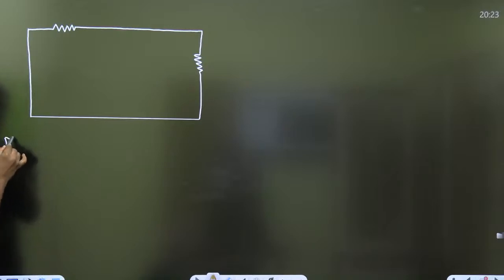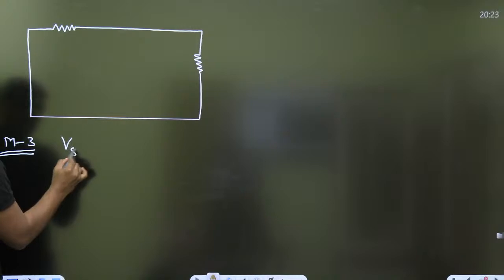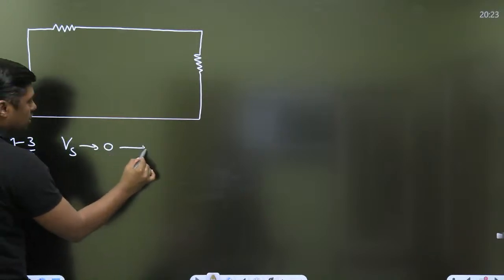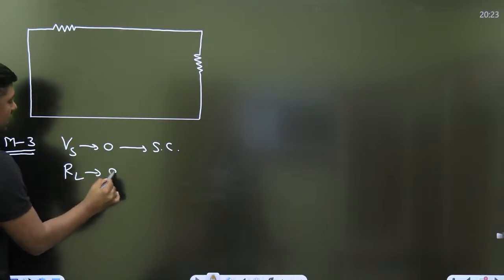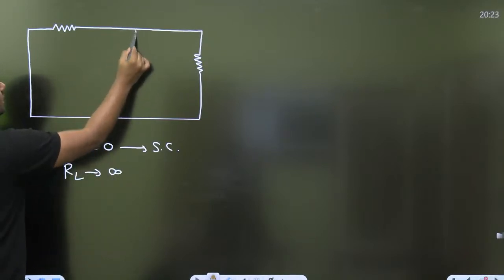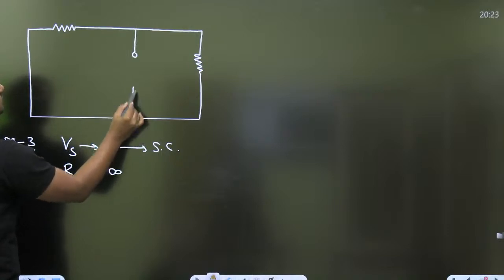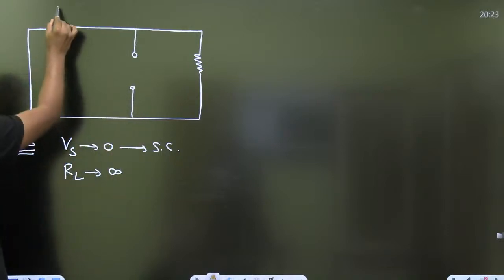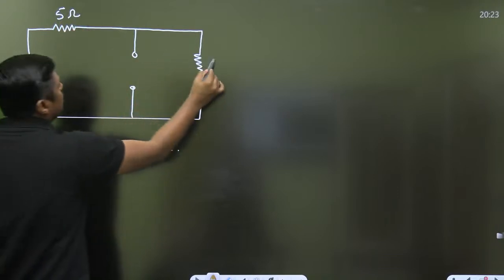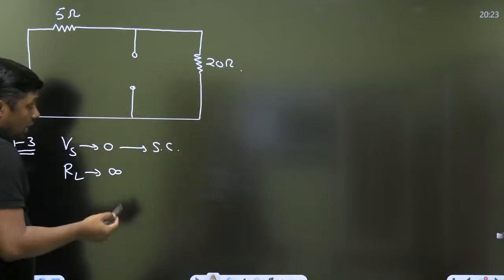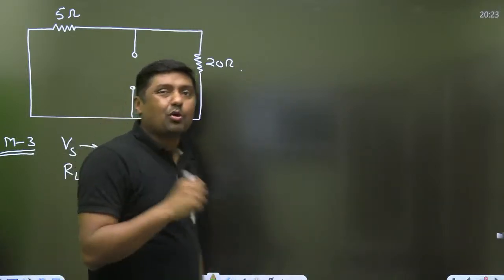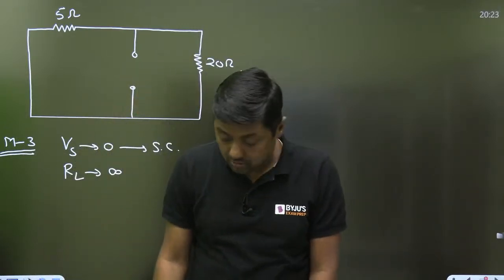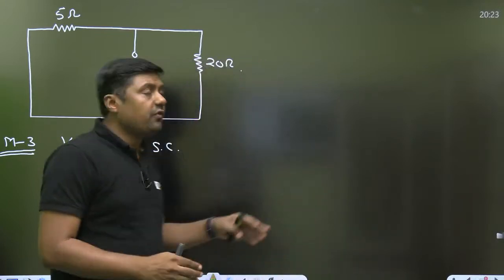According to third method, everyone please remember this, you have to make all the active sources tend to 0. Voltage source will act as short circuit. Remove the RL, make the RL infinite. So already there is no RL. This is the 5 ohm resistor. This is the 20 ohm resistor. Now how to find the RTH? Again, we have the idea about the answer. What will be the answer? 4 ohm.